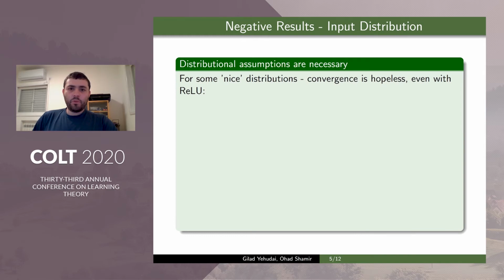Okay, let's start with some negative results. First, we show that even for some nice distribution, convergence might be hopeless, even if we use the ReLU activation function. So assume that the activation is ReLU, and we use a distribution which is uniform over the vectors e_i, that's just unit vectors, where e_i equals 1 at the i-th coordinate and 0 everywhere else. And the target vector is just a vector where each coordinate equals 1 over square root of d. That's just a norm 1 vector.